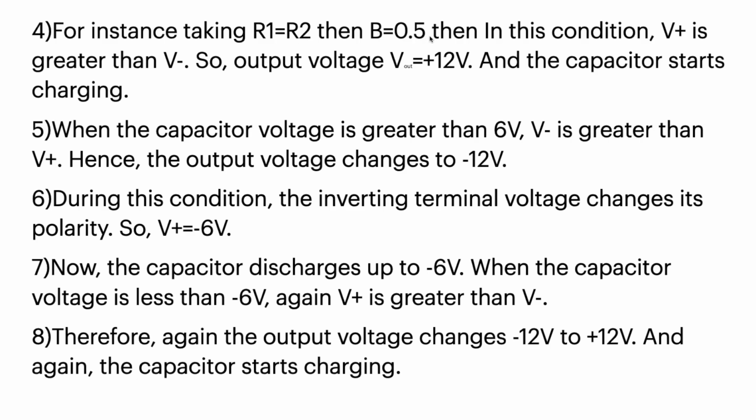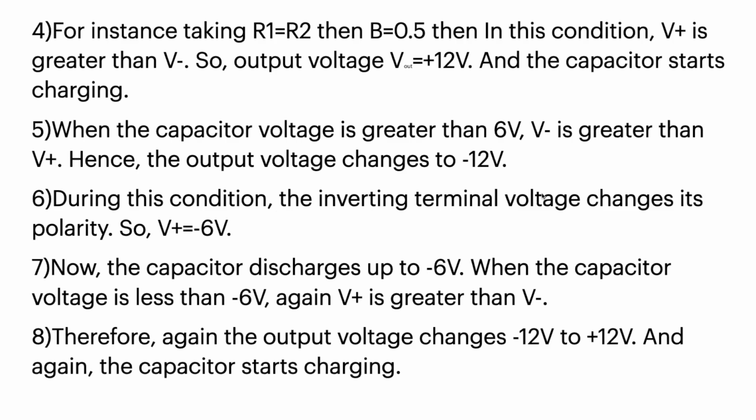Then in this condition, V plus is greater than V minus. So the output voltage V out is equal to plus 12 and the capacitor starts charging. When the capacitor voltage is greater than 6 volts, V minus is greater than V plus. Hence the output voltage changes to minus 12. During this condition, the inverting terminal voltage changes its polarity, so V plus changes to minus 6 volts. Now the capacitor discharges up to minus 6 volts.